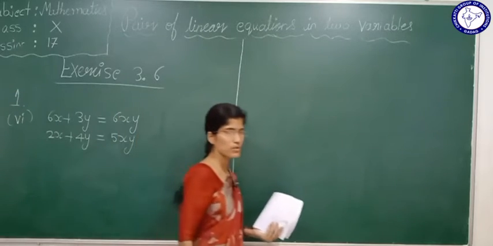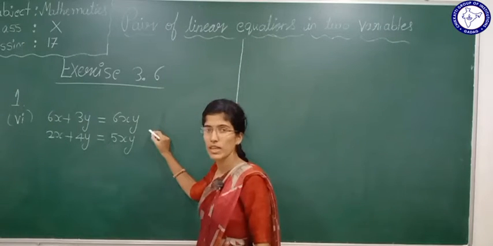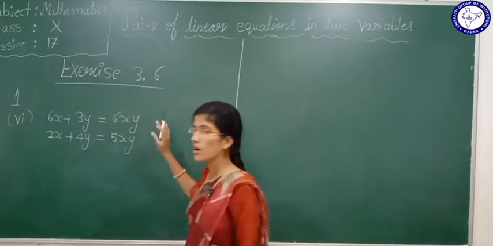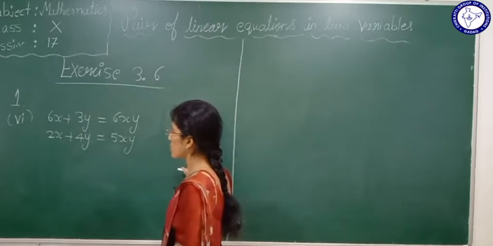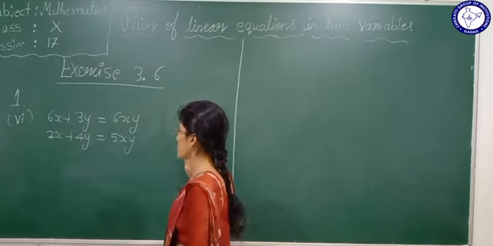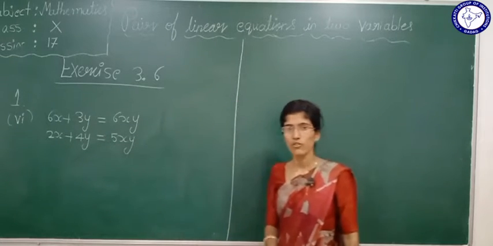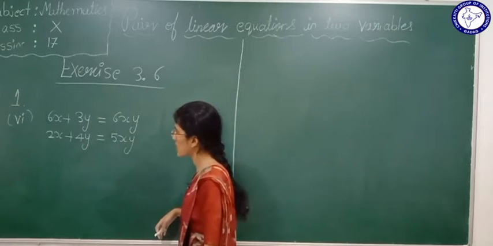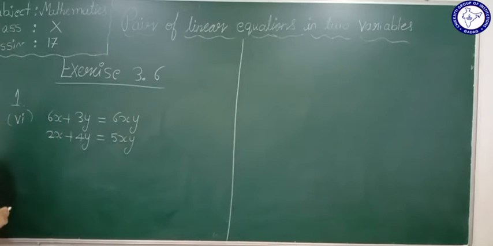See here, the question was to solve the following by reducing into a pair of linear equations. We have to solve this by reducing this into a pair of linear equations. Now to reduce this, what do we have to do? We have to do some substitutions, right? If you do some substitutions, these equations are going to reduce into a pair of linear equations. What substitution will we do now? What can we do here first?